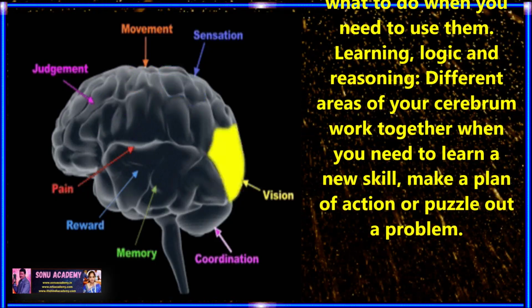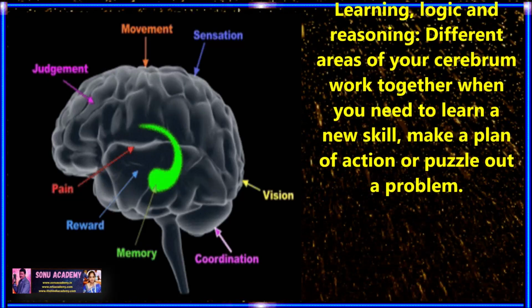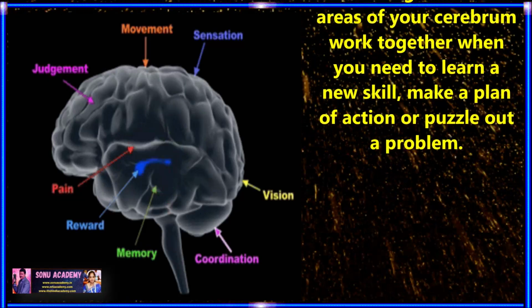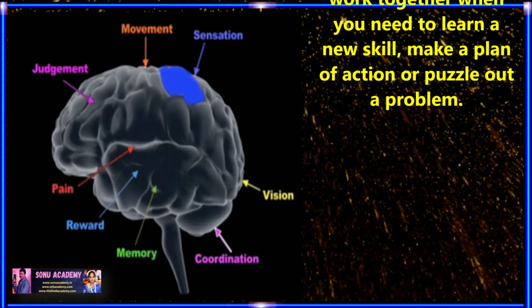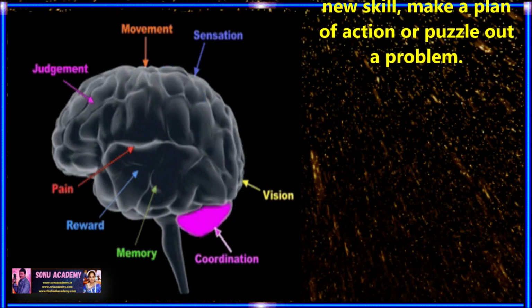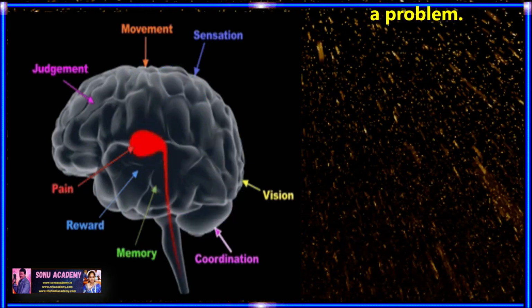Learning, logic, and reasoning. Different areas of your cerebrum work together when you need to learn a new skill, make a plan of action, or puzzle out a problem.